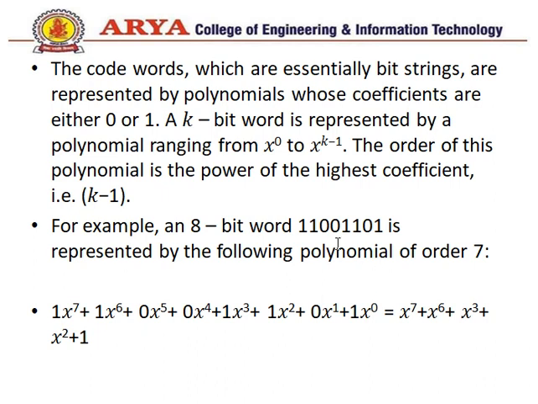So we can represent it like this: each bit is multiplied with x raised to some power. Here it is at the 7th position, following n minus 1. Here it is at the 8th position, n minus 1, that is 7. And so on, we can calculate the polynomial for the whole bit string. So this is the polynomial representation of 11011101.